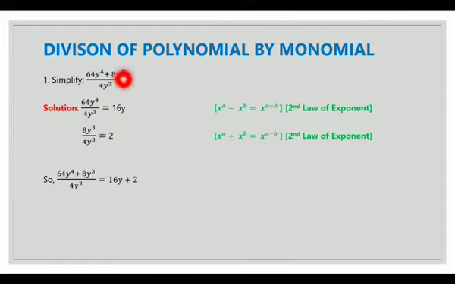Now the second part, that is 8y cube upon 4y cube. So 4 ones are 4, 4 twos are 8, y cube get cancelled. So the answer is 2. So now we are going to arrange the answer. So 64y raised to 4 plus 8y cube upon 4y cube, which is equals to the first part answer I got 16y. The middle sign is plus, so plus, and the second part answer I got 2. So the whole answer, that is 16y plus 2.